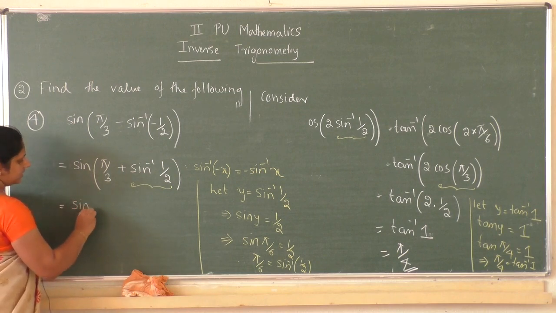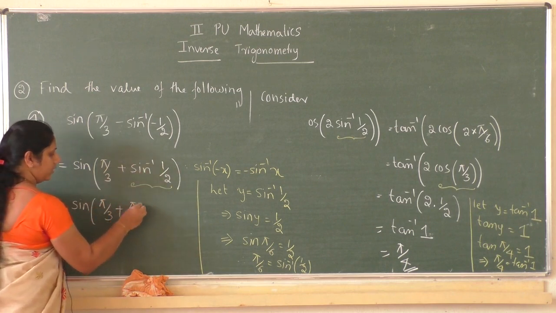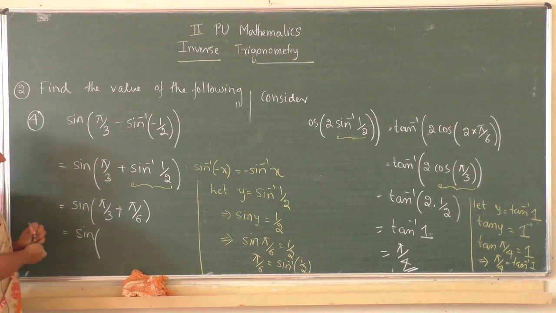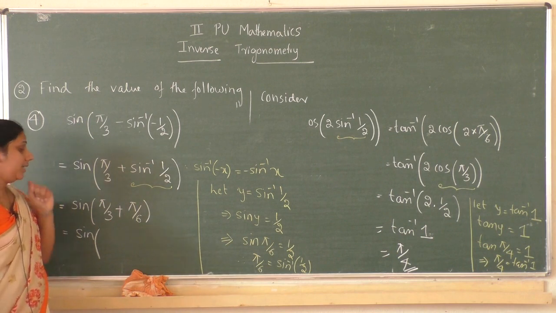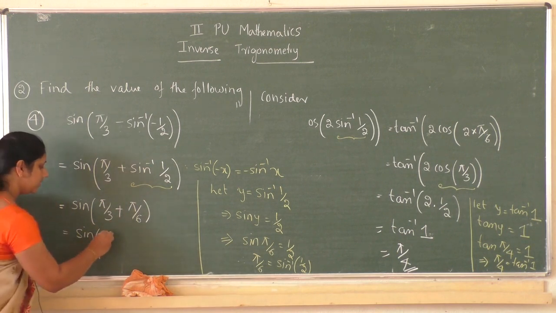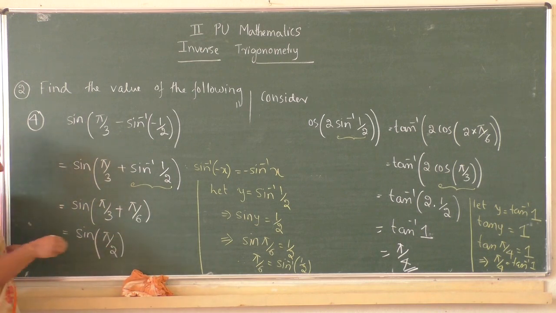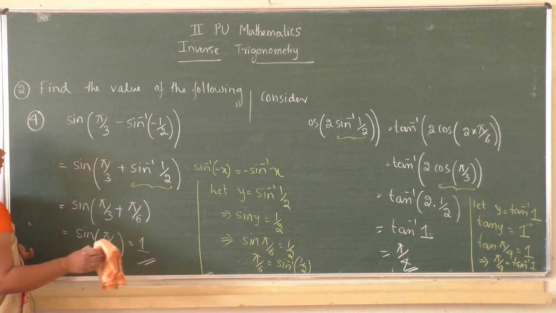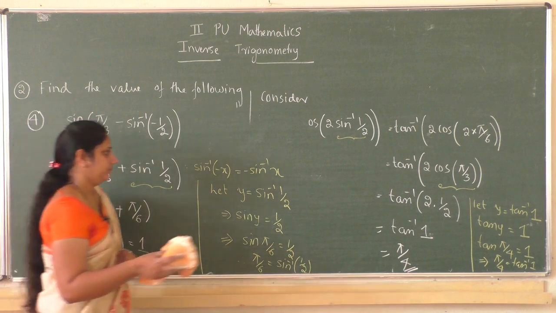Now in the place of sine inverse half, we can write pi by 6. So it becomes sine of pi by 3 plus pi by 6. See here, pi by 3 means 60 degree, pi by 6 means 30. So 60 degree plus 30 degree, 90 degree, it is same as pi by 2. So what is the value of sine of pi by 2? This value equals 1. Therefore, the value of sine of pi by 3 minus sine inverse of minus half equals 1.